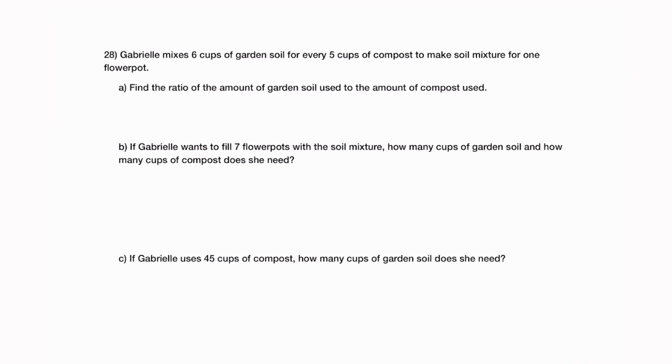Question 28. Gabriel mixes 6 cups of garden soil, so that's 6 for every 5 cups of compost, to make soil mixture for 1 flower pot. Find the ratio of the number of garden soil to the amount of compost used. So that's 6 over 5.